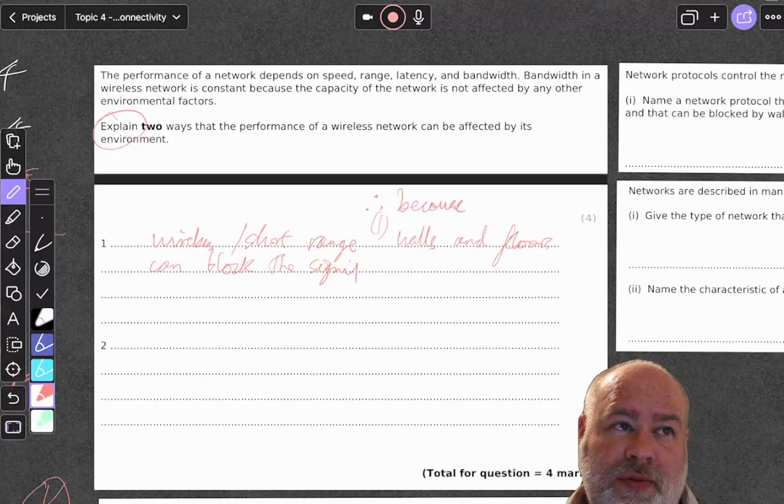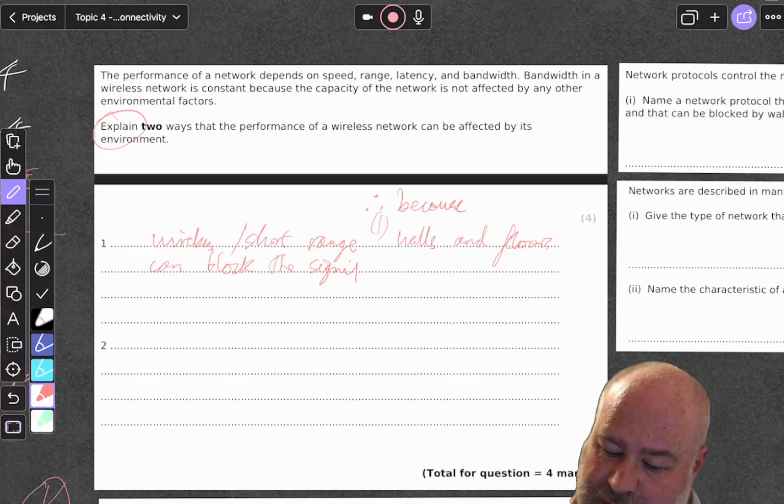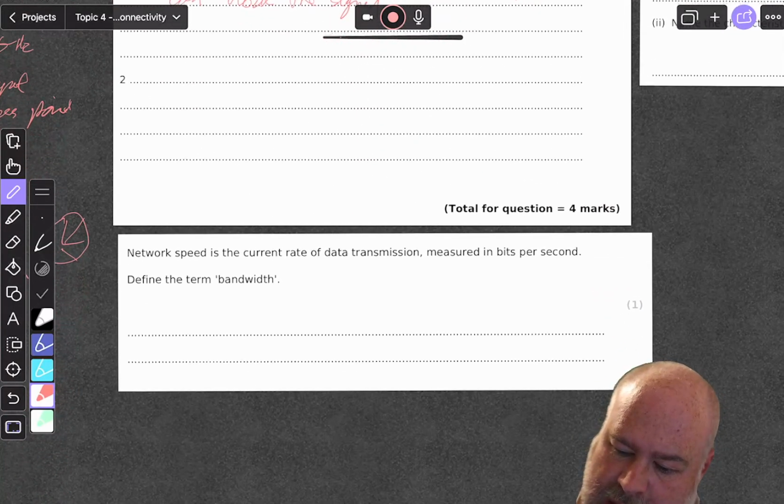Wireless signals might not go very far because of solid structures, steel beams, that kind of thing. High latency because they suffer from interference. There are lots of other devices with other Wi-Fi floating around in the same area. Wireless networks can be affected by different frequency bands, such as if there's a microwave in the same vicinity, that can cause all sorts of issues. That would be enough. Think about your home and what affects your wireless signal at home. You just go for common sense answers.